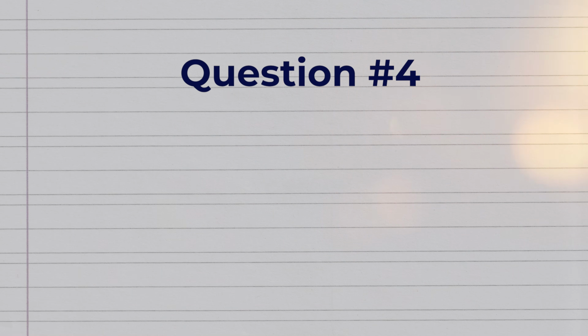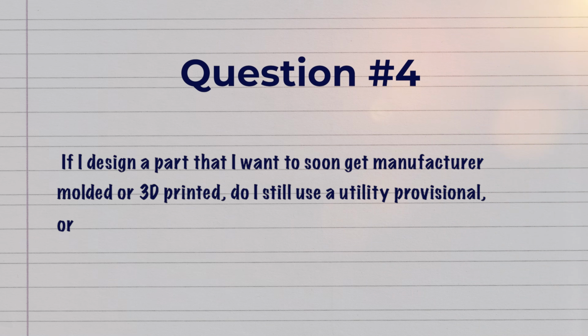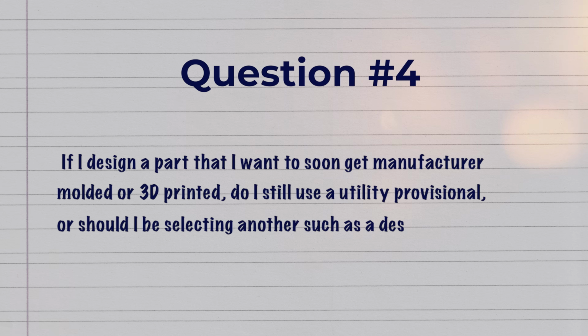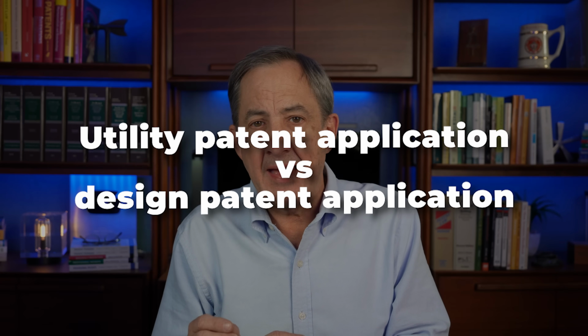Next question. Raymond asked, if I design a part that I want to soon get manufactured, molded, or 3D printed, do I still use a utility provisional or should I be selecting another such as a design non-provisional? Okay, I'm going to change the question just a little bit because we've already talked about provisional patent applications earlier in this video. So I'm going to answer the question choosing between a utility patent application and a design patent application. What are the differences and which is appropriate to choose in this particular example?